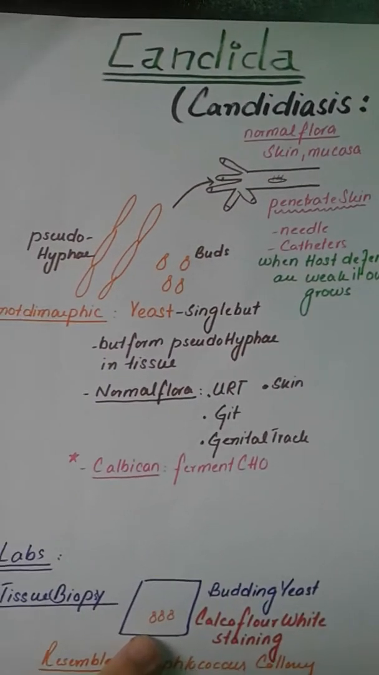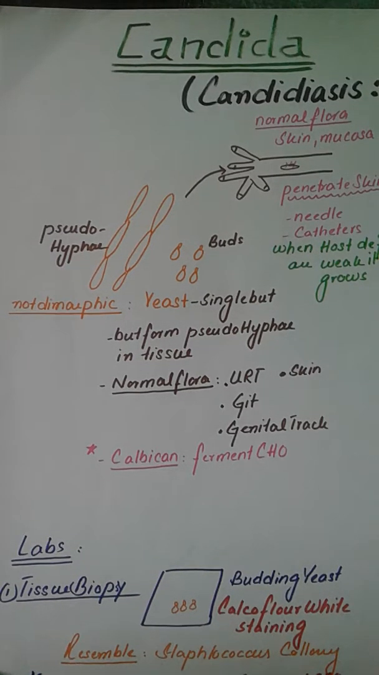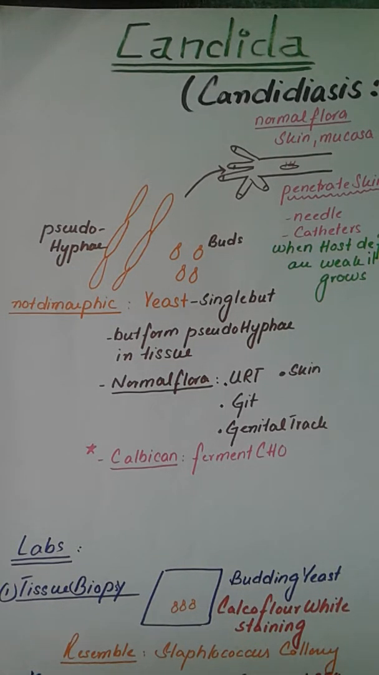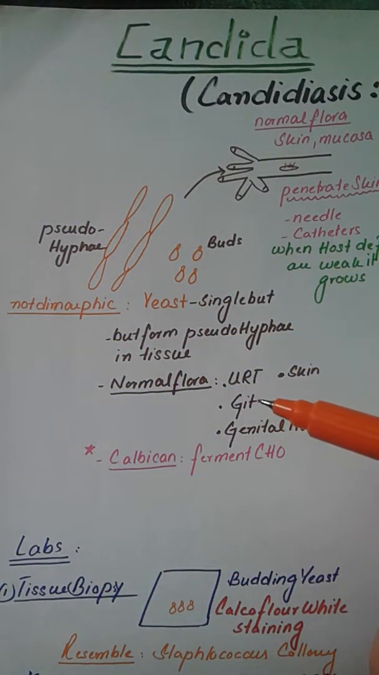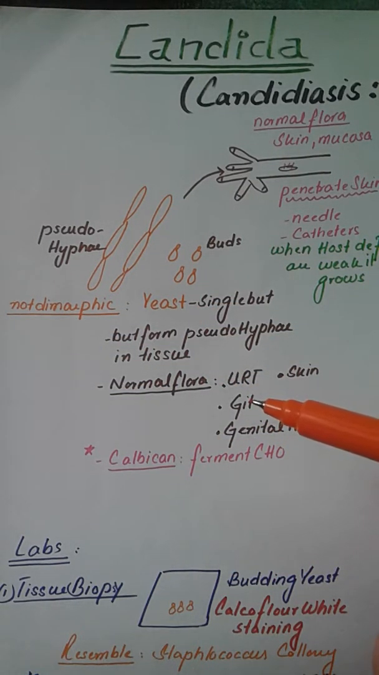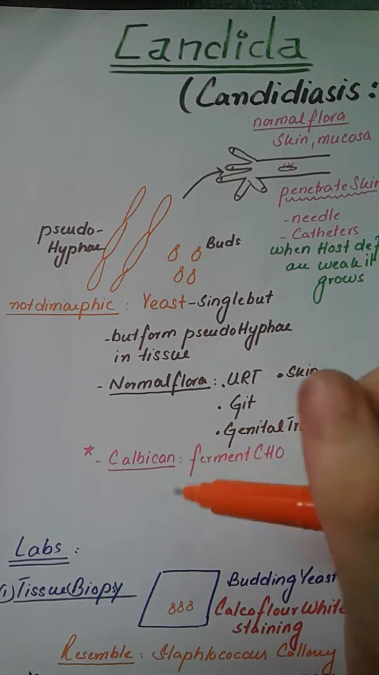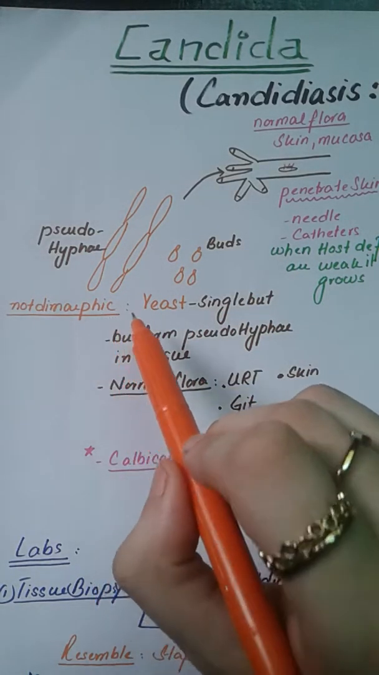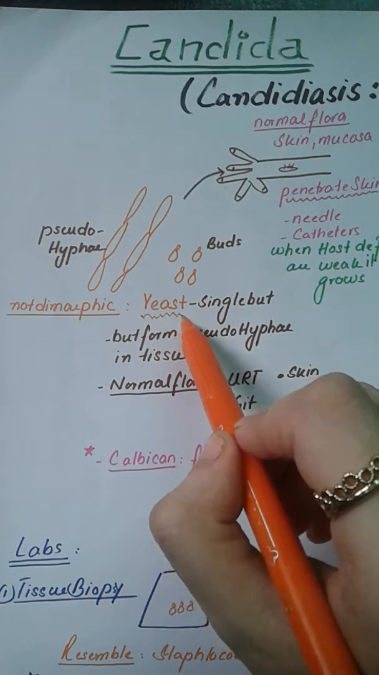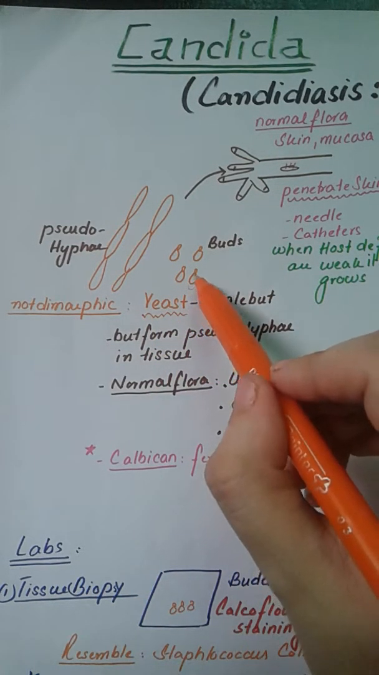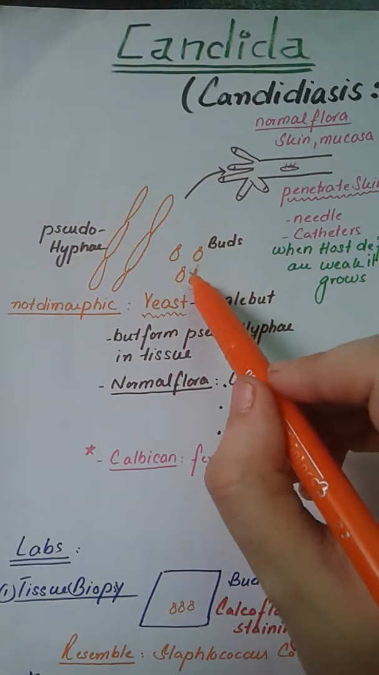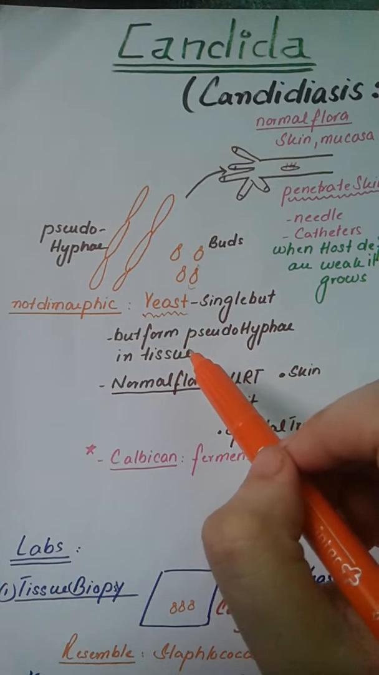Albicans. Now, Candida albicans is not dimorphic, meaning that it does not form different types of structures, whether inside or outside the body. Whether inside or outside the body, it has only one shape, that is, it is in the form of yeast. Now, this yeast is a single oval cell which has a bud.